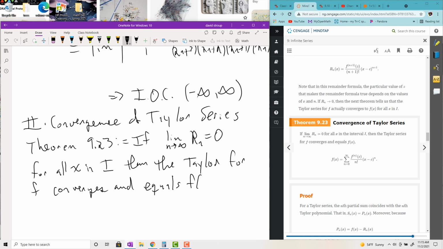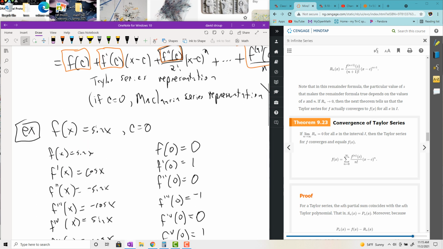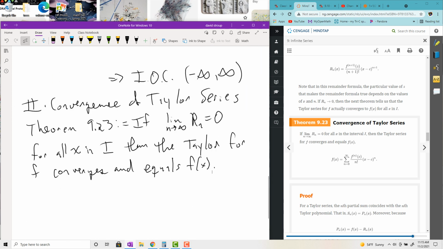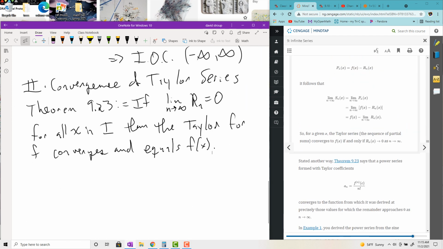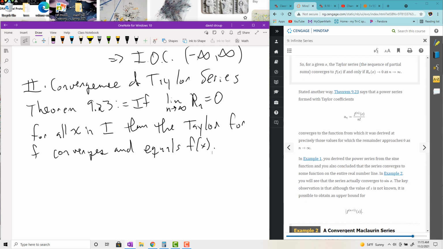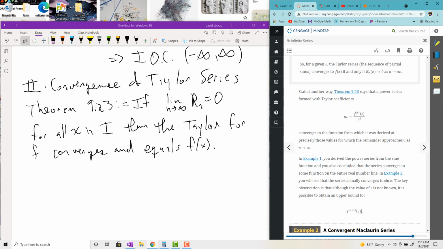So this last example, though we didn't show it, does actually converge to sine of x for all x, and we may have to show that here in the book. Okay, so they're going to force you to show that. Anyways, just a reminder of what that R sub n of x thing was. Usually when we're working with it, we try to bound it.